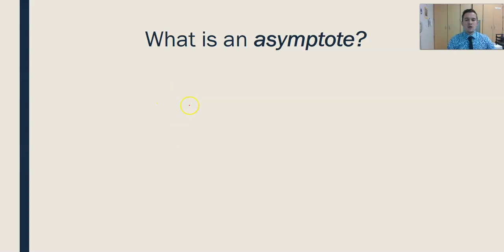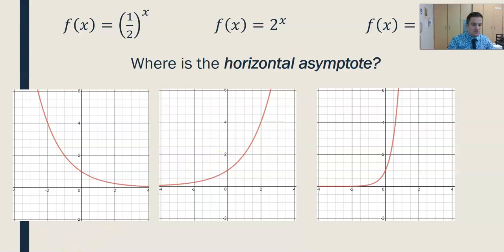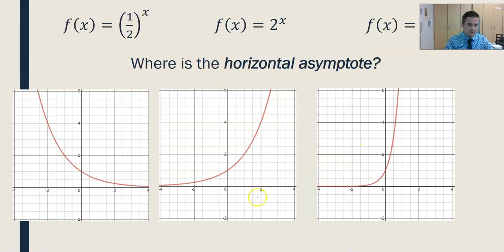Okay, so the next question I want to ask is, what is an asymptote? Some of you have heard this term before. This is kind of a funny Gandalf meme. But an asymptote, oh wait, let me go back. An asymptote is a line that a graph gets really close to but never actually touches. So you see on this graph with Gandalf, this line right here would be an asymptote because these two graphs get really close to it but never touch it.